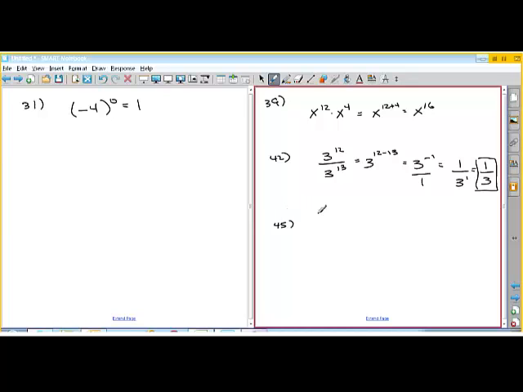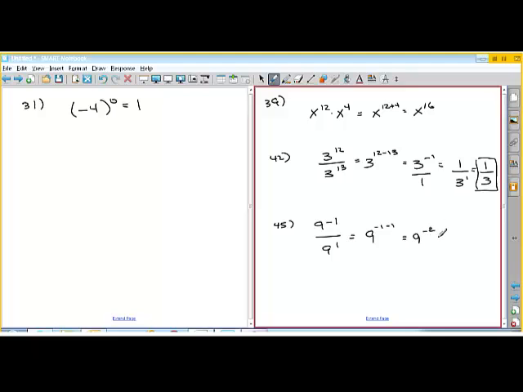Okay, let's go to 45. I think that's the next one. 9 to the -1 divided by 9 to the 1st power. There's a couple of ways you can do this, and you get the same answer. One would be to just use the quotient rule, which would say you have 9 to the -1 power, and you subtract the exponent that's in the denominator. They're both the same base, so everything's great. And so you get 9 to the -2 power.